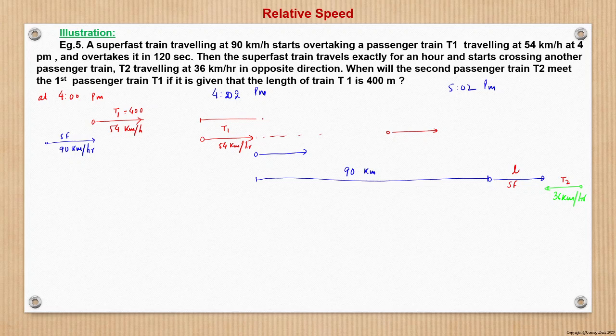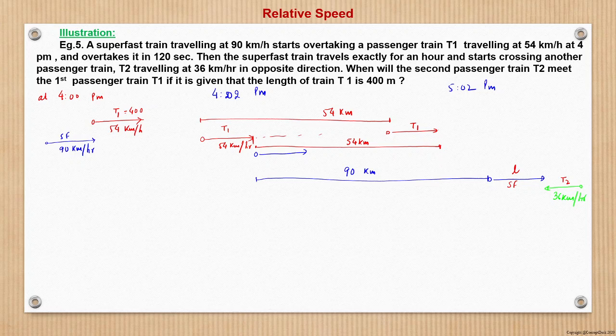So basically at 5:02, this is the position, and this distance is 54 kilometer. So the front end here is 54 kilometer, right? Between the two ends of the engine of the train T1, the distance is 54 kilometer.